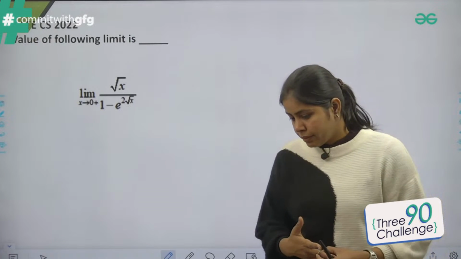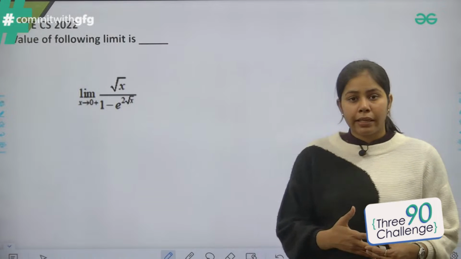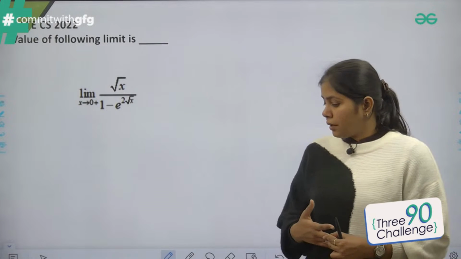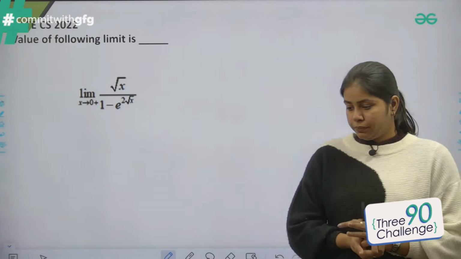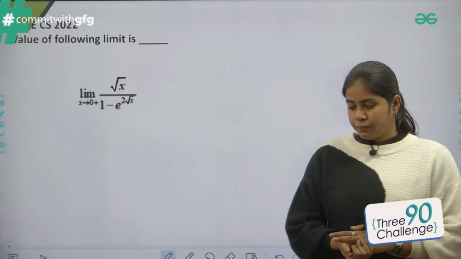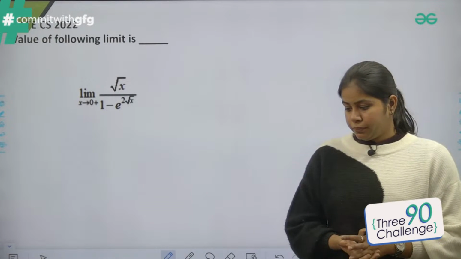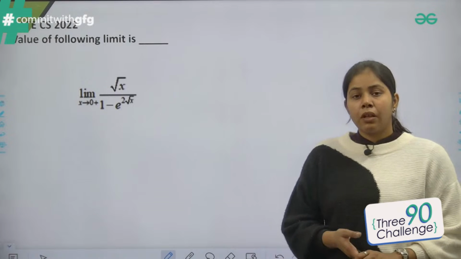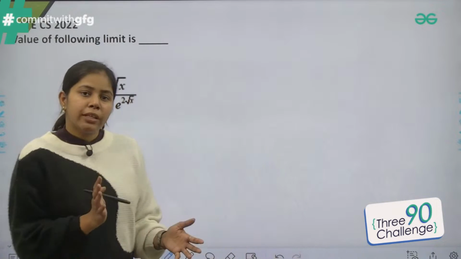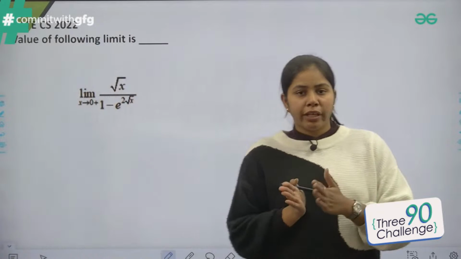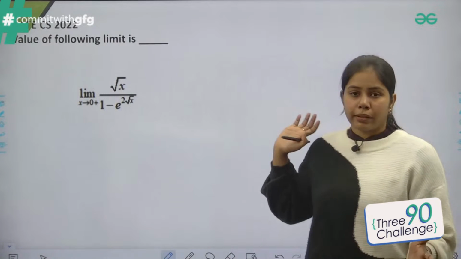Okay. Anyone else, guys? Danish is getting an answer. Anyone else getting the answer? So what would you try to do? You would differentiate. L'Hopital rule is that I differentiate the numerator and denominator separately.